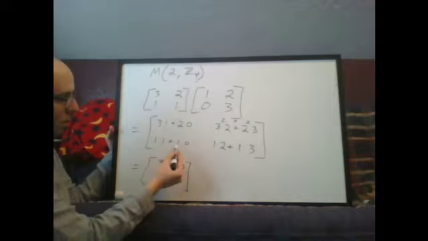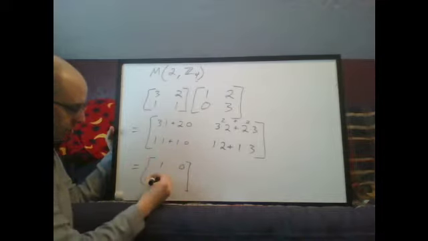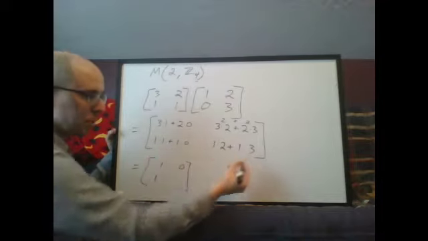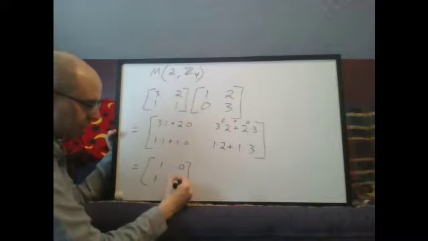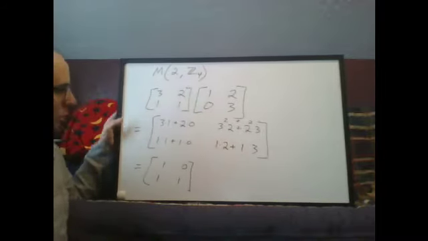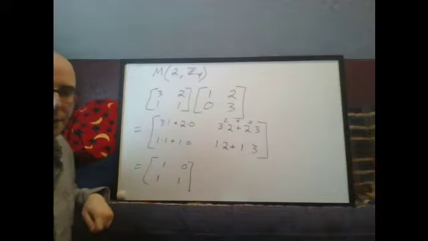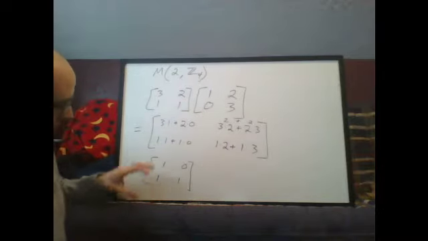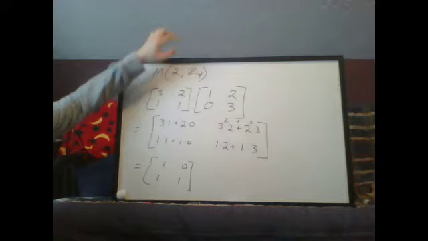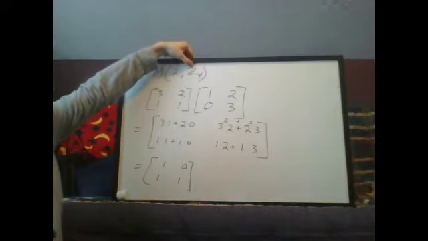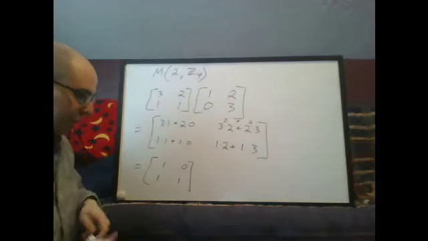1 times 1 plus 1 times 0, that's 1 plus 0 is 1. 2 plus 3 is 5, mod 4 is 1. So my result from this computation would be this matrix. Again, my final output should have entries from this same set Z4. So everything has to be reduced mod 4.